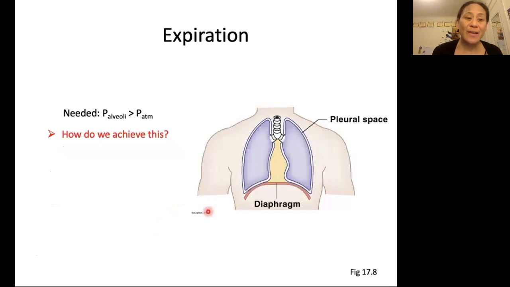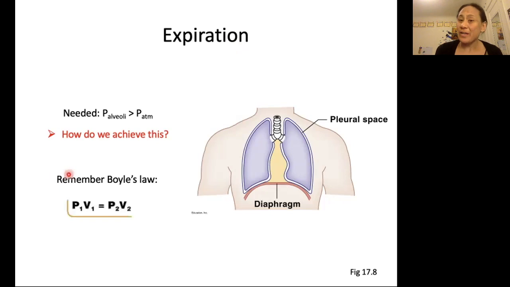Now let's take a look at expiration. To remind you, in order to get air to move out of our lungs into the atmosphere, we need the pressure in the lungs to be greater than the pressure in the atmosphere. That way the air will follow its pressure gradient out into the atmosphere. How do we achieve this? Using Boyle's law. Again, we're starting with a certain pressure and volume. We want to make the pressure high in the alveoli. So what are we going to need to do with the volume? Think about that.